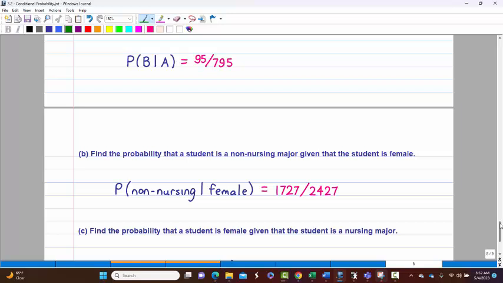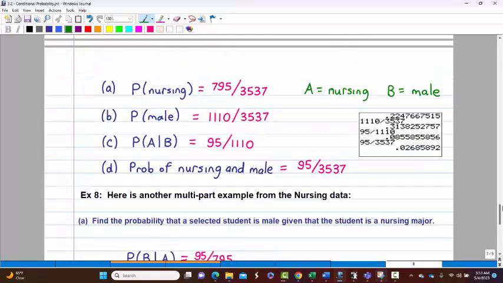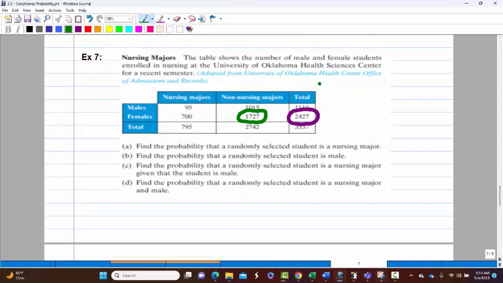What if it said probability of female given they were not a nurse, non-nursing major. So what's going to happen is, the numerator value is going to be where these 2 intersect, no matter what order it's in. But if you go female first, that green number stays the same. But watch what happens. You're now choosing out of the non-nursing majors, so this would change.